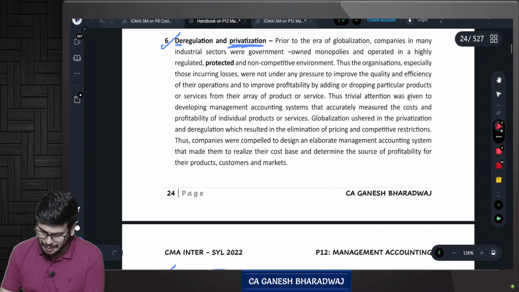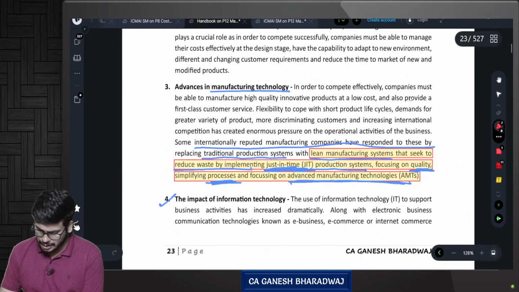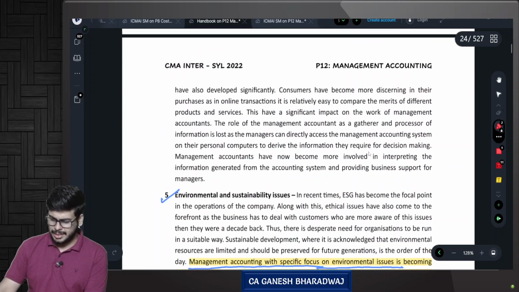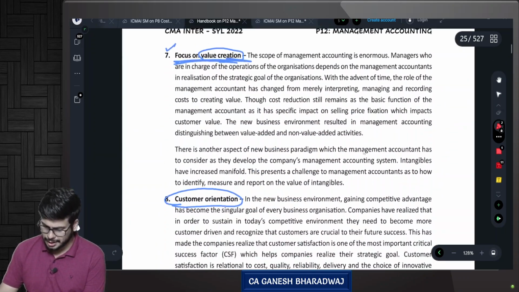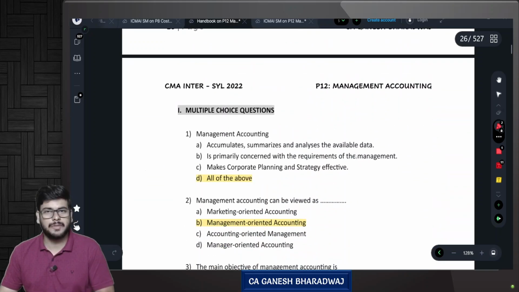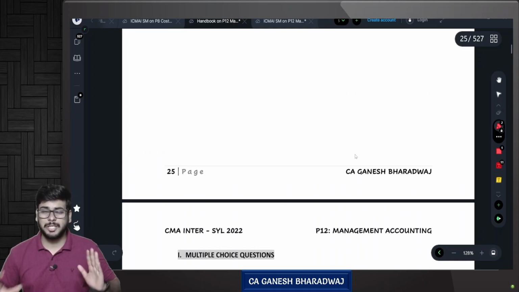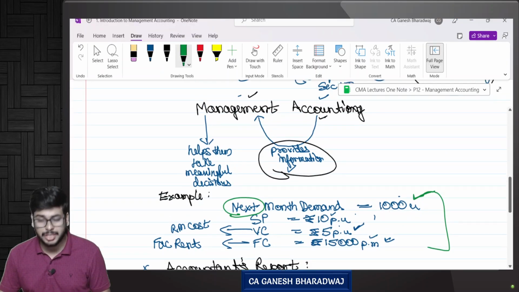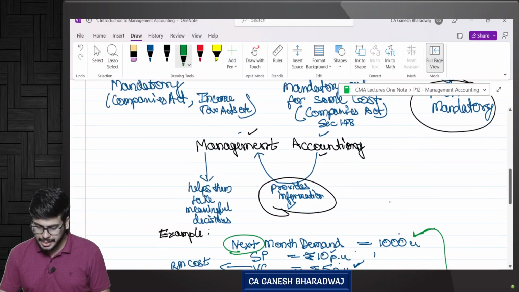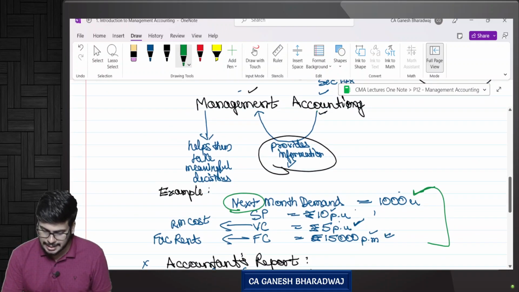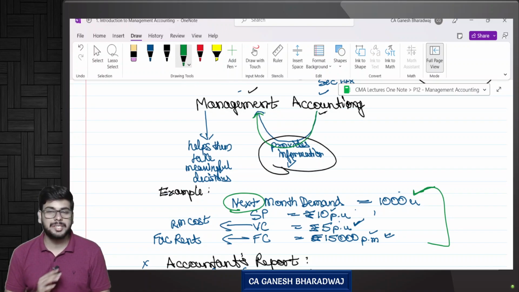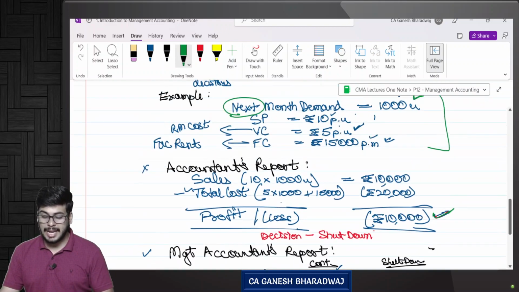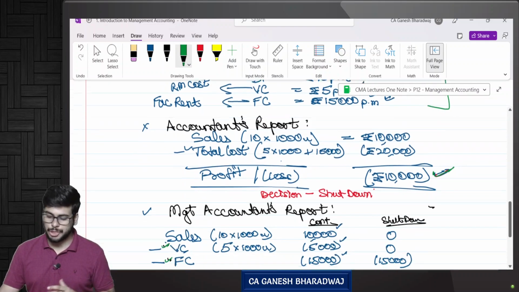In fact, I think there is one question, the lean manufacturing systems, that also we saw there. Finally, let us just see what questions there are. Yes, we have just finished this. Theoretically also we have finished, but understand, practically speaking, this subject is all about providing information to the management. It is that line of accounting that provides information to the management that helps them take meaningful decisions. Remember the example that I gave you, the shutdown versus continue example.